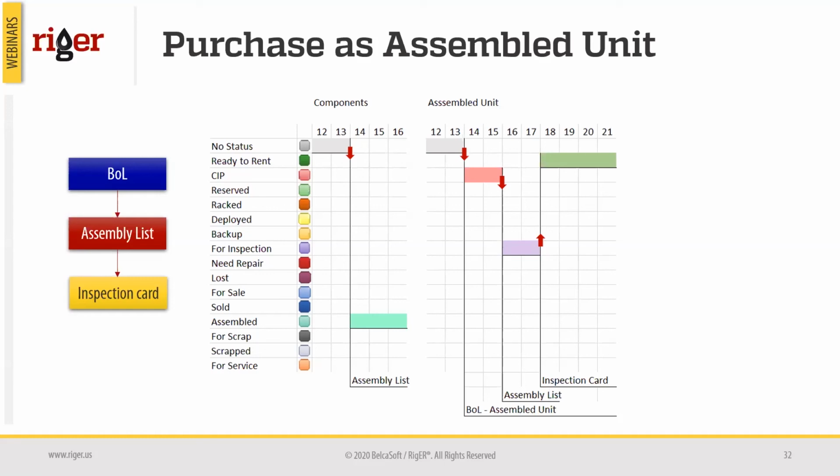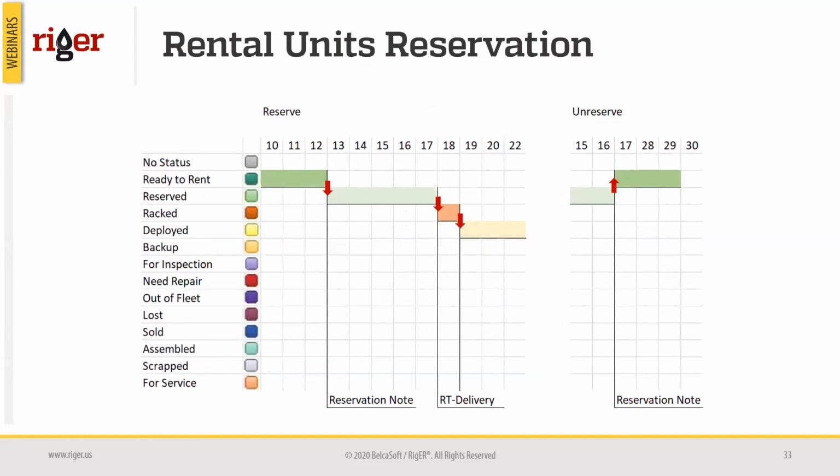And for the entire assembly unit, when we purchase it, we use the bill of lading and automatically generate assembly lists. So the assembly unit is converted to the status CIP. And after the assembly list is posted and the inspection card is posted, it becomes ready to rent.